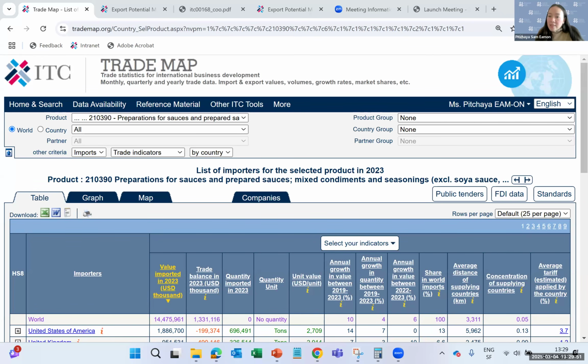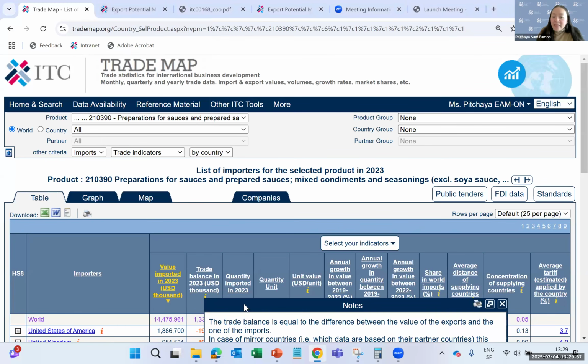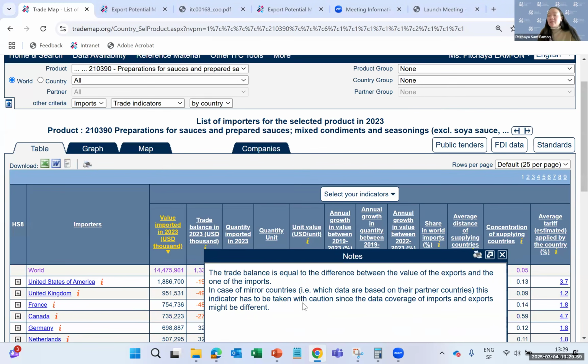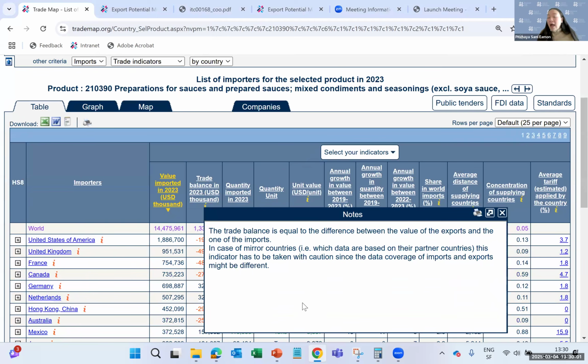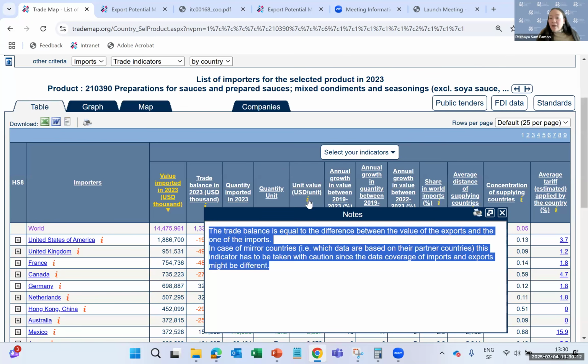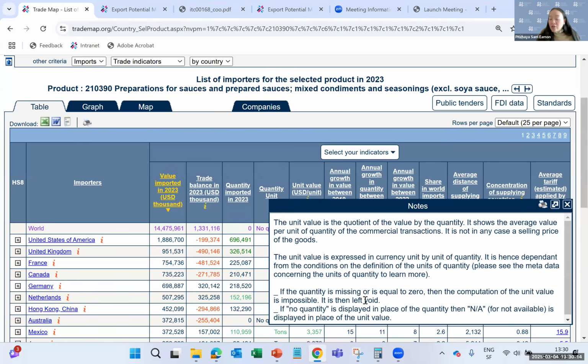Okay, great session. Question to Pichia, what does I stand for in the list of importers? I here is the metadata. So it's additional data if you want to learn more about how specific trade indicators are calculated. Okay, so you will be able to click on the metadata here. So it explains, for example, here, what is trade balance? And if you click on the I here, it explains how the unit value is calculated, what are the limitations, etc. Okay.